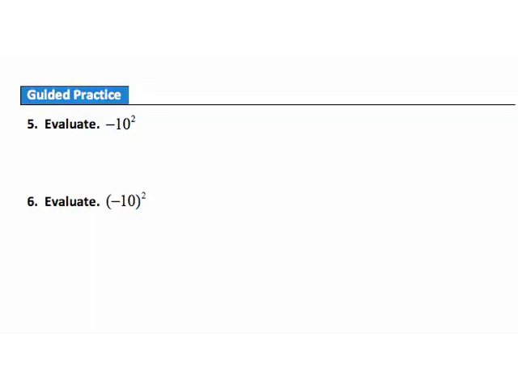Question 5. We're asked to evaluate this expression. Well, only the 10 is getting taken to the second power, so the negative sign goes out front. The 10 was what we need to multiply by itself. So 10 times 10 is 100. When we take the opposite of that, we get negative 100.